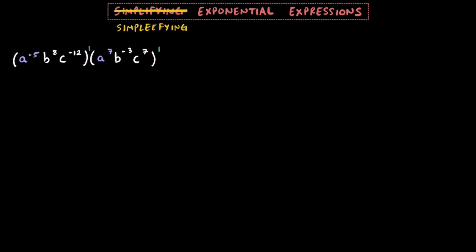So we have our common base of A, our common base of B, and our common base of C. Now these powers of 1 are going to be applied to each of these bases, but nothing's going to happen, so I'm just going to go ahead and drop the parentheses for this first one, and I'm going to do the same thing for the second one as well. Again, this is totally unnecessary.